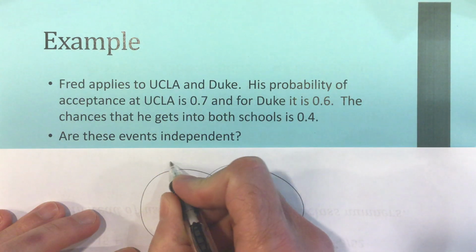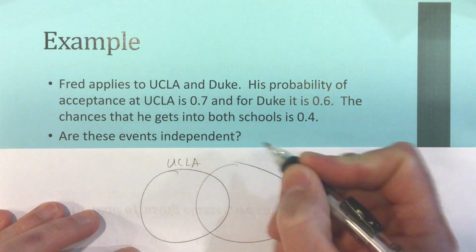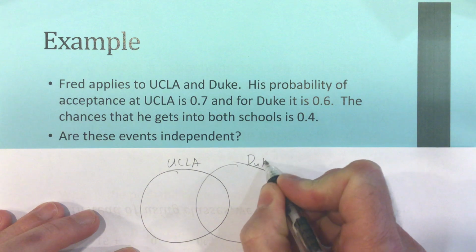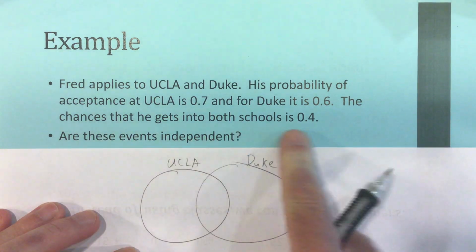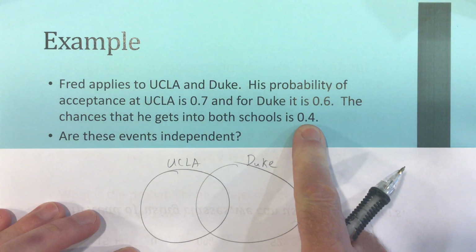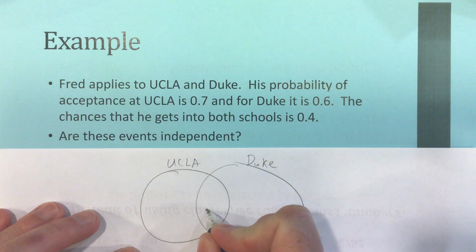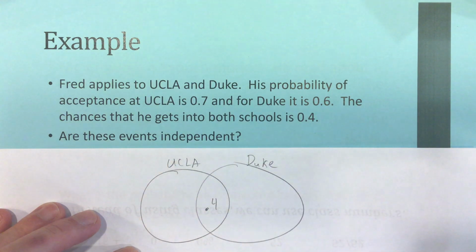So let's call this one UCLA. Here's Duke. Okay, this is very nice. They gave me the probability of getting into both schools. So the intersection is 0.4.